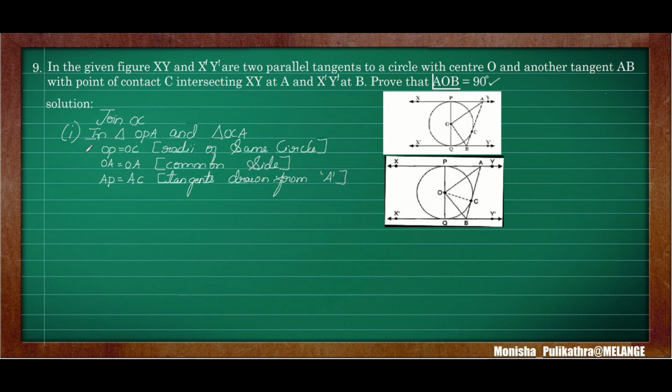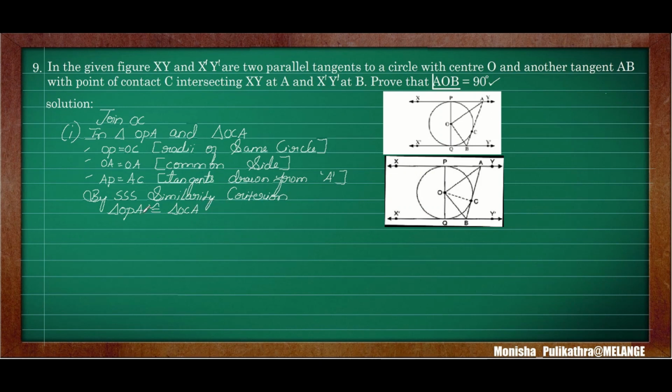Okay. Since we have proved three sides are equal, by SSS criterion, if three sides of two triangles are equal, then the two triangles which you have compared will become congruent. Okay, triangle OPA is congruent to triangle OCA.